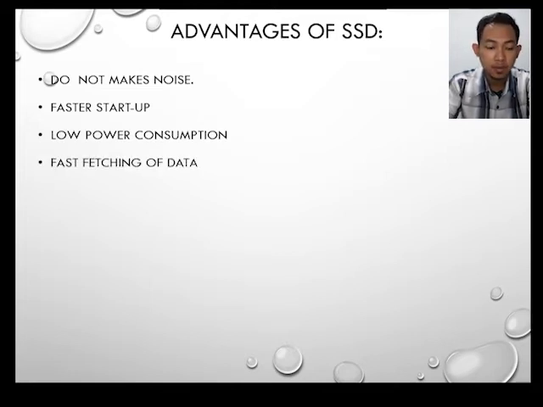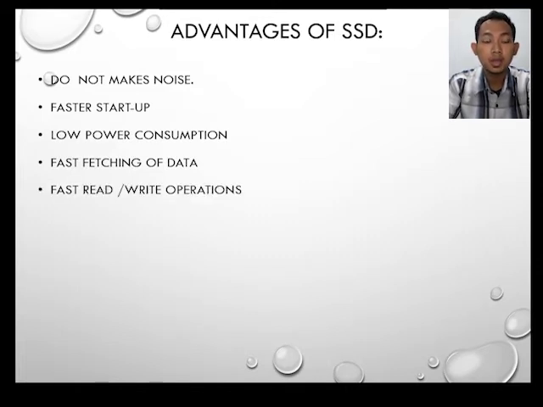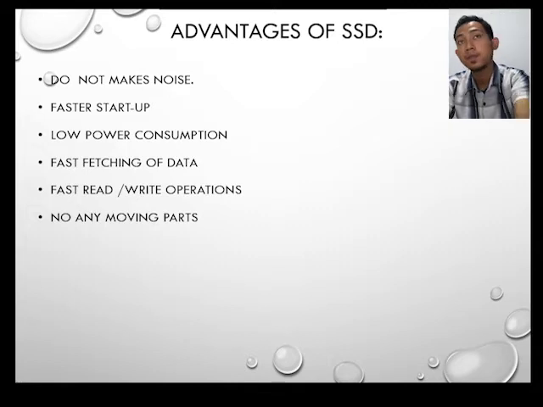Fast fetching of data because the max transfer rate typically ranges from about 100 megabytes per second to 500 megabytes per second. Fast read and write operations because data is accessed directly from the flash memory. Next, no moving parts, so it is resistant to harsh impacts.